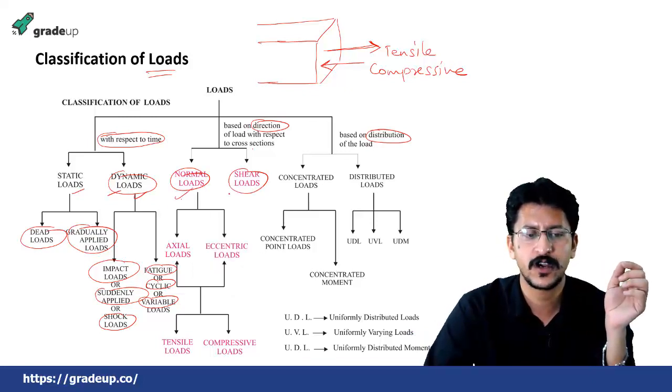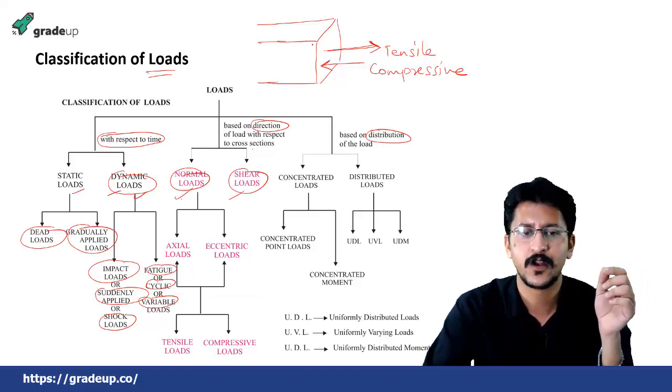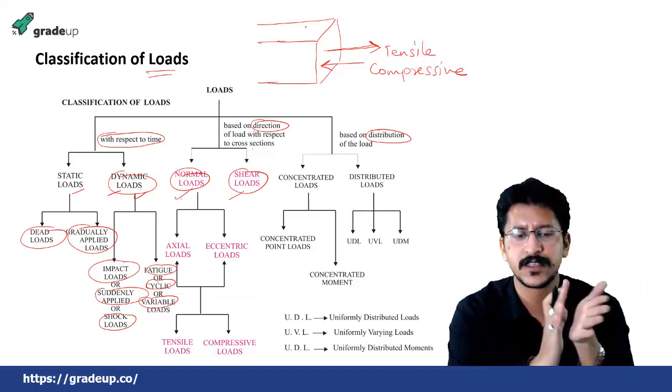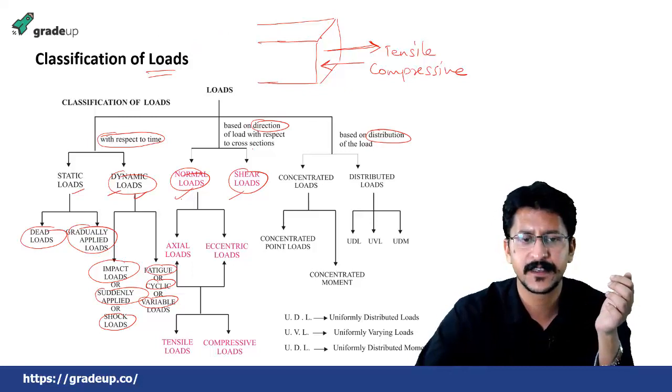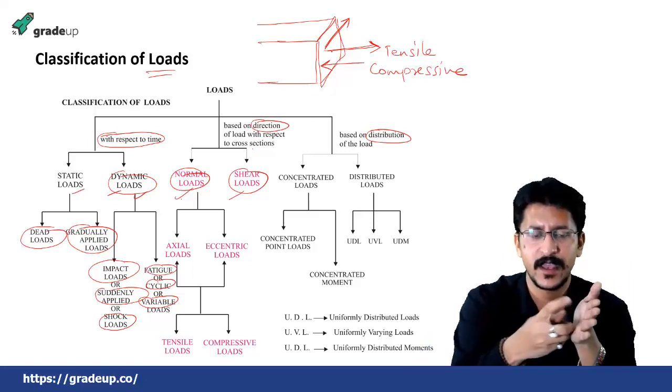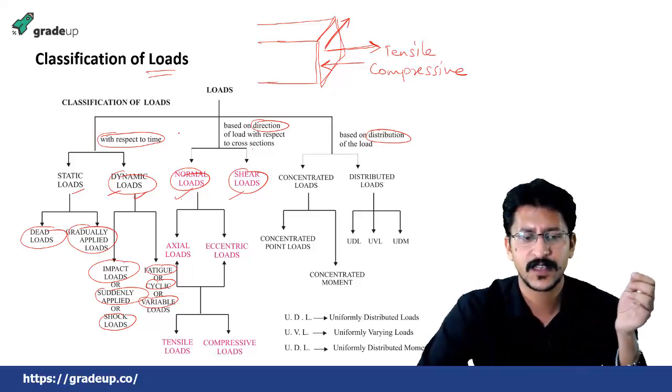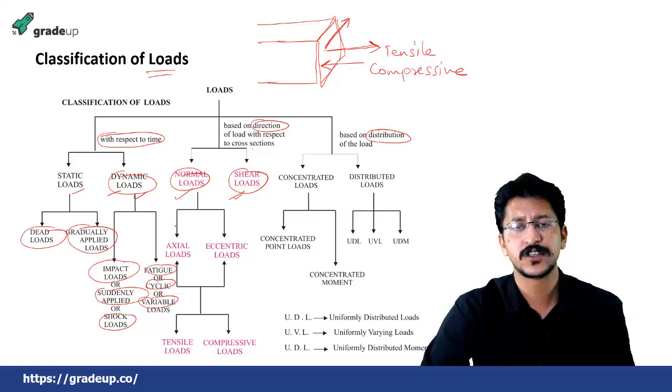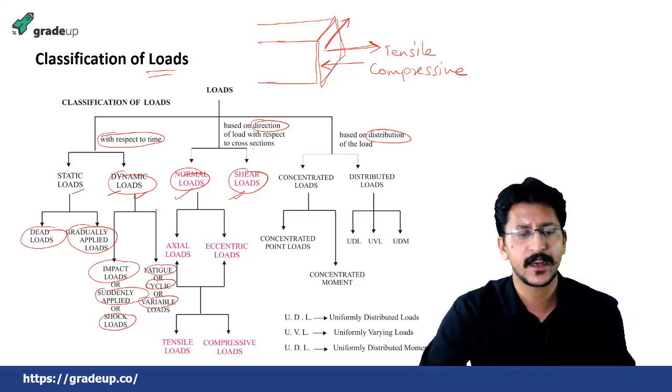Then what is the shear load? A shear load is the load acting parallel to the surface. If this is the cross-sectional area, it is acting parallel to it, either this way or that way. That is known as a shear load. The normal loads are again classified into 2 categories: axial loading or eccentric loading.